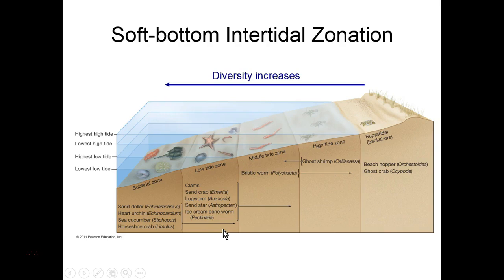Okay, with soft bottom intertidal zonation, we see the same pattern, but we don't see it as obvious. So as you go farther into the water, diversity also increases, but we don't see that huge difference as much in the soft bottom environment, because a lot of these organisms dig into the sediment and don't just stay on the surface.